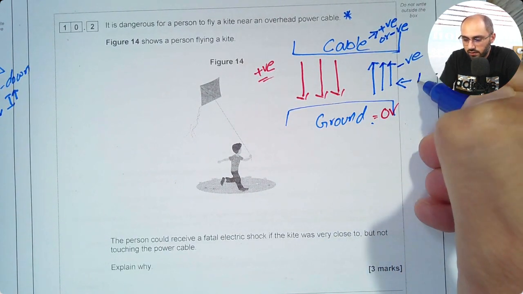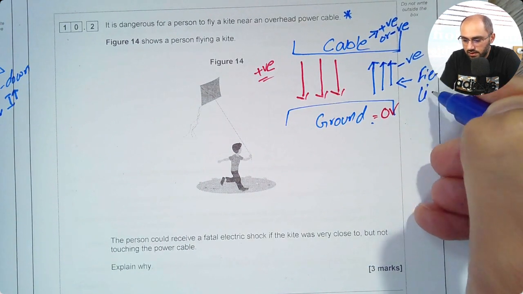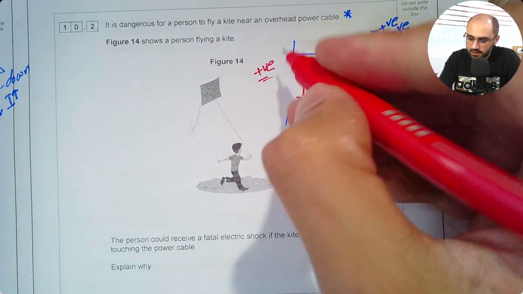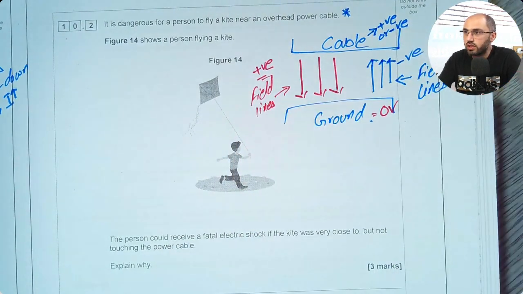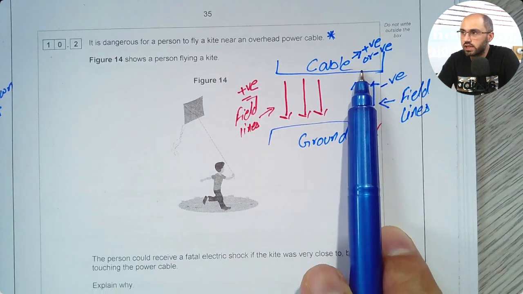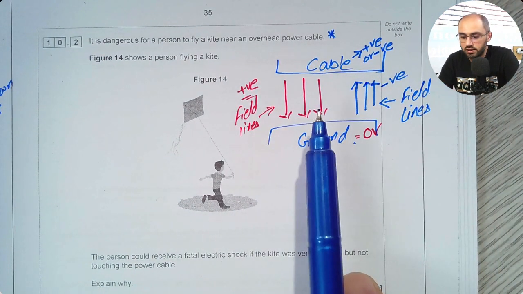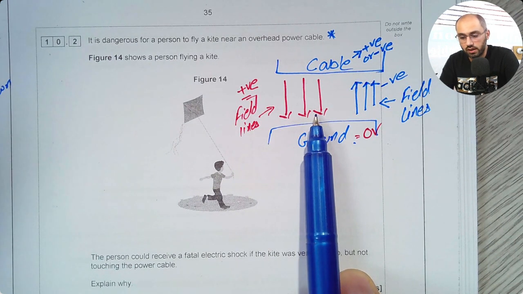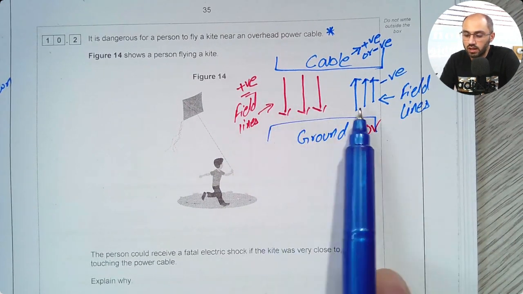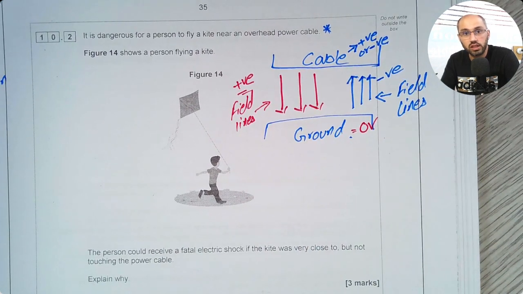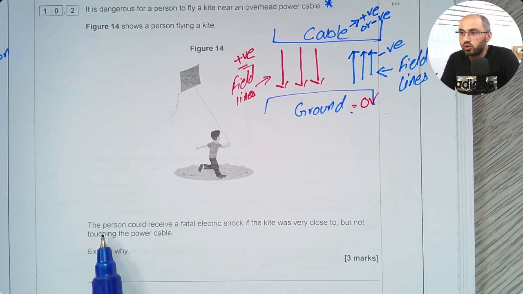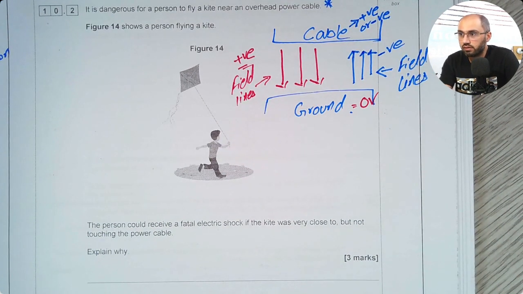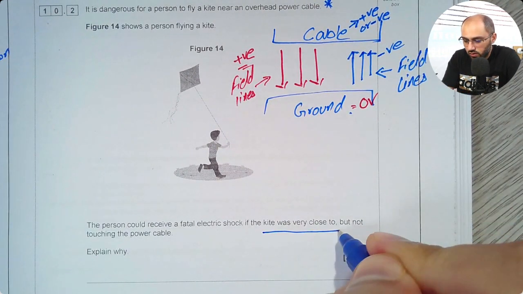These are my field lines. Now you need to remind yourself, if this voltage here is very, very high, then this electric field will become very, very strong. And if it becomes very strong, then the air between these two sections will become conducting. In other words, I can say it will become ionized. Now here it says the person could receive a fatal electric shock if the kite was very close to, but not touching the power cable.